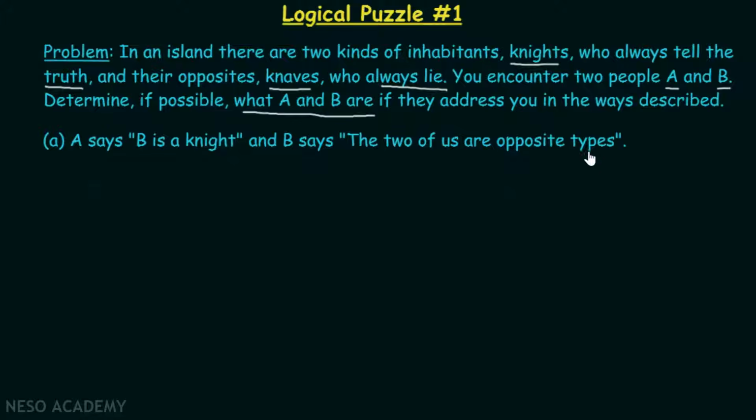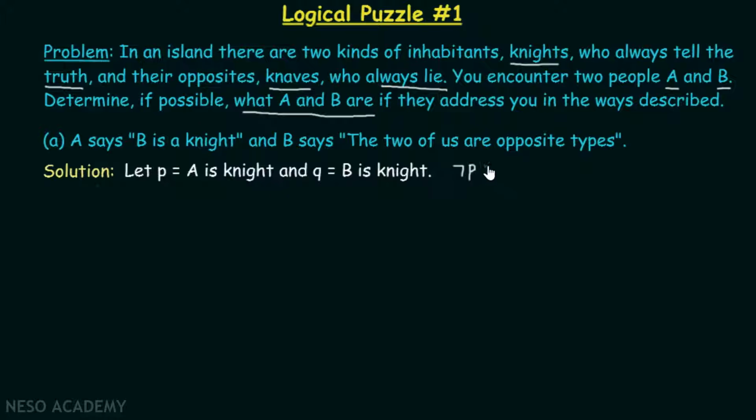Now let's try to solve this particular question using the ideas of propositional logic. Let's say P is "A is a knight" and Q is "B is a knight." Okay? Therefore, not P would be "A is a knave" and not Q would be "B is a knave." Let's try to solve this problem by considering some cases.